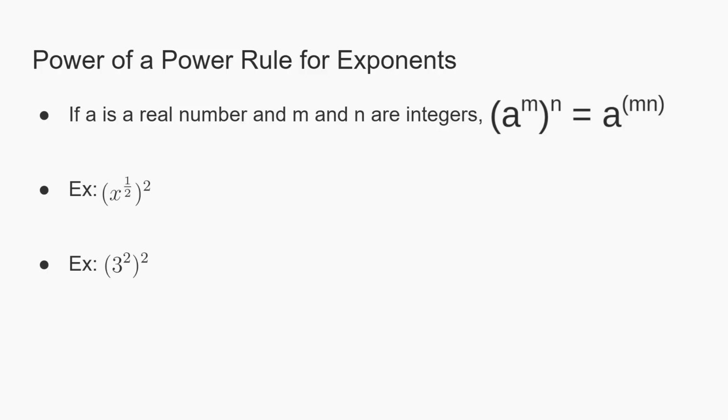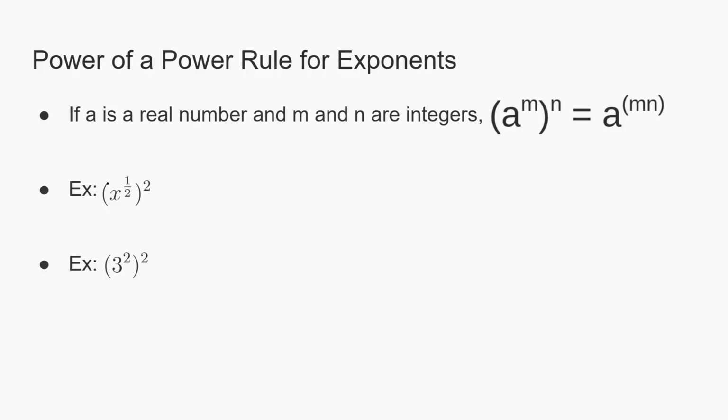Now we have the power of a power rule. If A is a real number and M and N are integers, then A to the M, all to the nth power is equal to A to the M times N. So in this case, M is an exponent and N is also an exponent. So we're taking this entire entity A to the M, all to the n power.